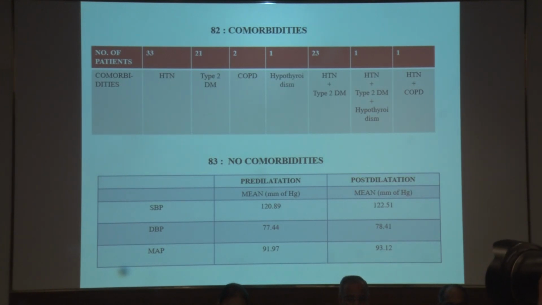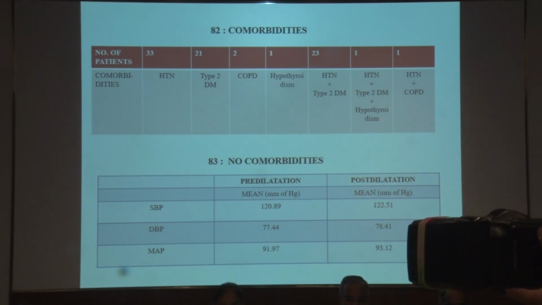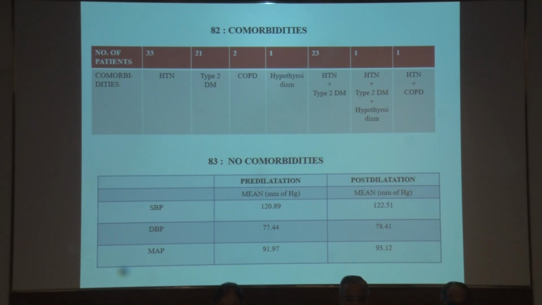The patients with comorbidities were 82 in number, out of which 33 were hypertensives, 21 were type 2 diabetes mellitus, 2 patients were with COPD, 1 patient was hypothyroid, 23 patients were hypertensive along with diabetes, and 1 each had hypertension with COPD and hypertension with diabetes and hypothyroidism.